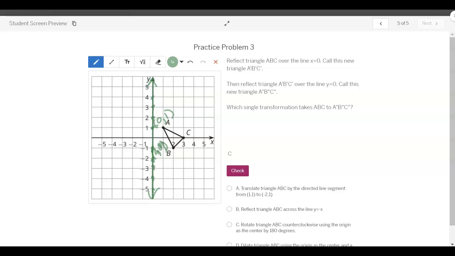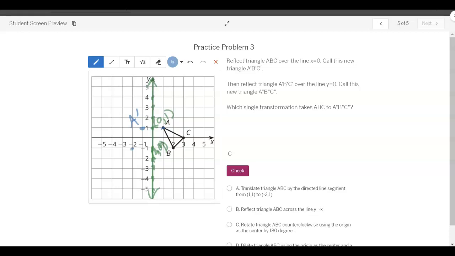It says reflect triangle ABC over line x equals 0. So the first thing we'll do is reflect. How do we reflect? Let's change colors. We want to reflect it over x equals 0. So I'm just going to put my points. I'm going to reflect my points over, and I'm going to put them the exact same distance. And I already made an error there. That's okay. Put them the exact same distance on the other side of the line I'm reflecting over.